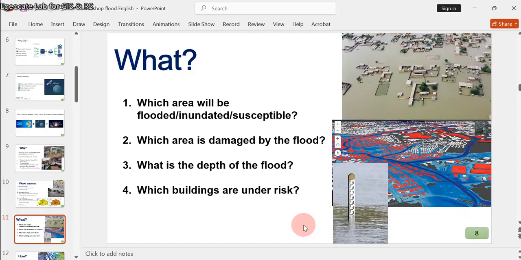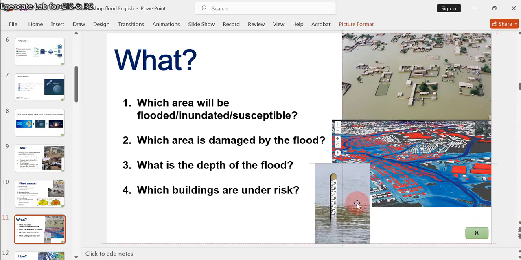And the fourth question is which buildings are at risk? Actually, it's a very significant question. We not only want to know the area of the flooded region, but we also want to know which exact buildings. So we want a detailed map of the exact buildings, because it's related to humans. It's not just about the bare land area which will be flooded. We also want to know which exact buildings, which people, which residents, will be at risk of the flood.